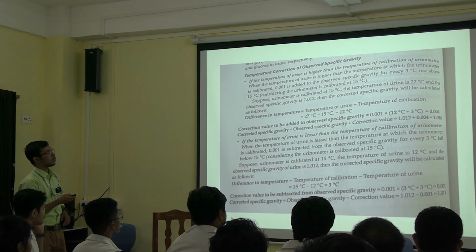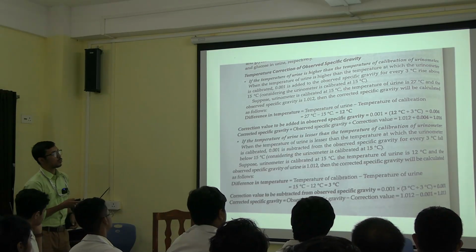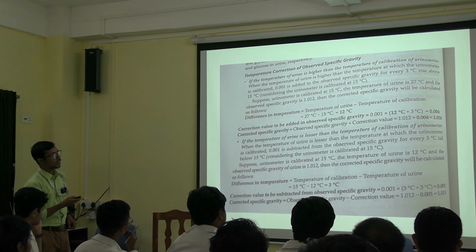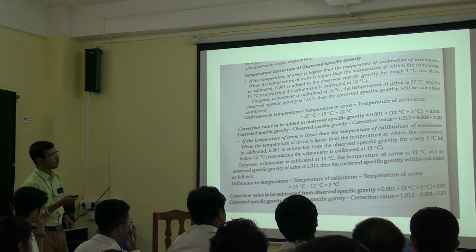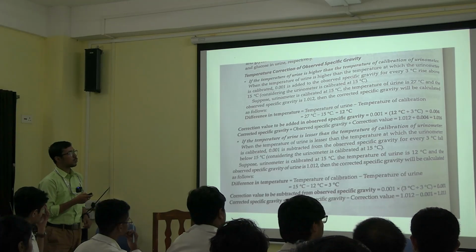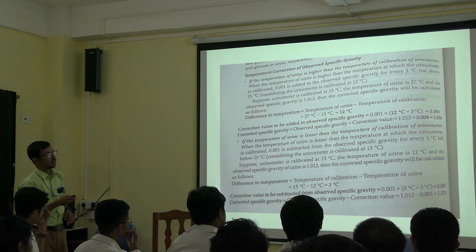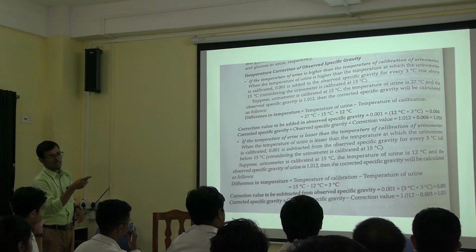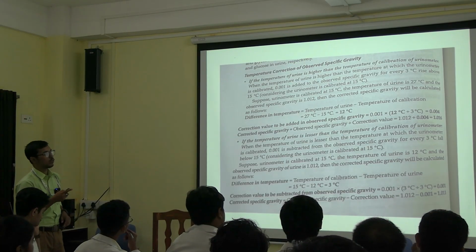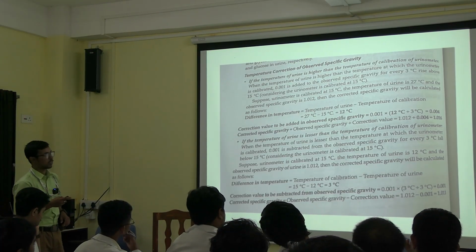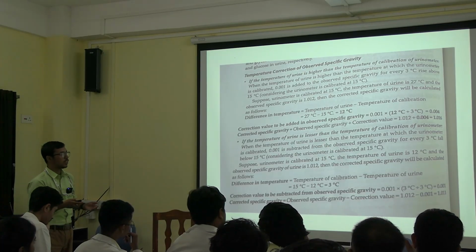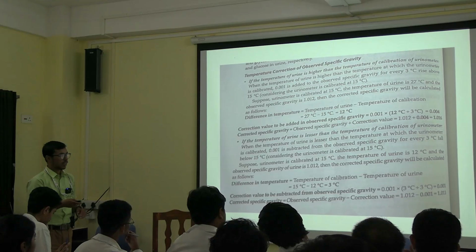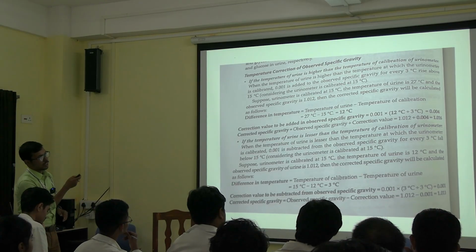The correction value to be added to the observed specific gravity is equal to 0.01 into 12 degrees centigrade divided by 3, that is 0.04. So the corrected specific gravity will be the observed, that was 1.012, plus the correction part, that is 0.004, that is 1.016. Similarly, if the temperature of the sample is below the calibrated one, here we will subtract that extra part.